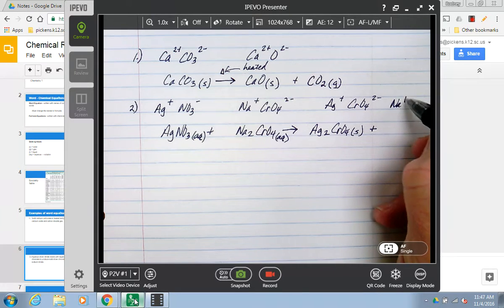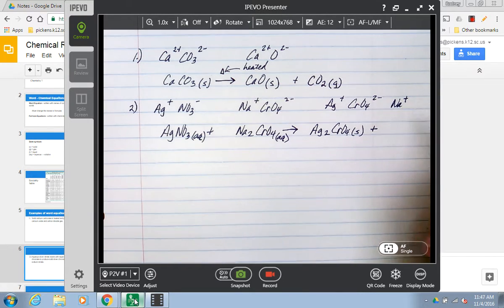So Na plus 1. Always check your charges, and I usually do this right above it, or you could do it below it, or whatever works. But I do it right below it. So sodium nitrate, NO3, 1 negative. And so we have NaNO3, and then we're going to put aqueous, okay?